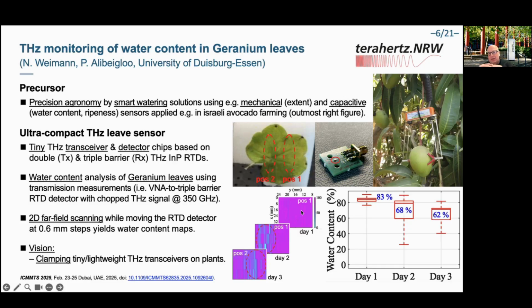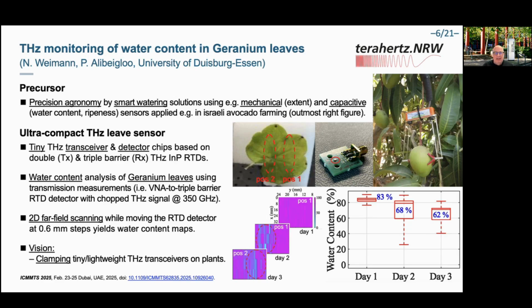The problem here is they looked over a period of 6 days at this leaf, so the leaf dries out, and what I show here on the right-hand side is a snapshot of the first 3 days, and what we can easily see is the drying out of the leaf. Then, just to draw a vision in connection to my introduction here, having such tiny terahertz transceivers, one could also think of a very tiny clamp that could be applied to a plant leaf or even to an interesting part of the plant during the whole life cycle of the plant.